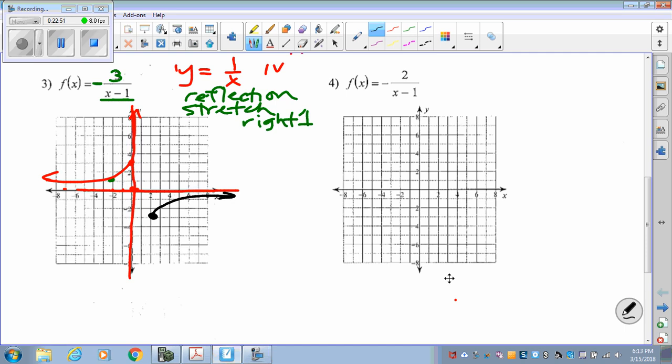And as I approach negative, where's my vertical asymptote? Here's my vertical asymptote. All right, there's my vertical asymptote at x equals positive 1. And as I get closer to that, I'm getting smaller. I'm going to negative infinity.